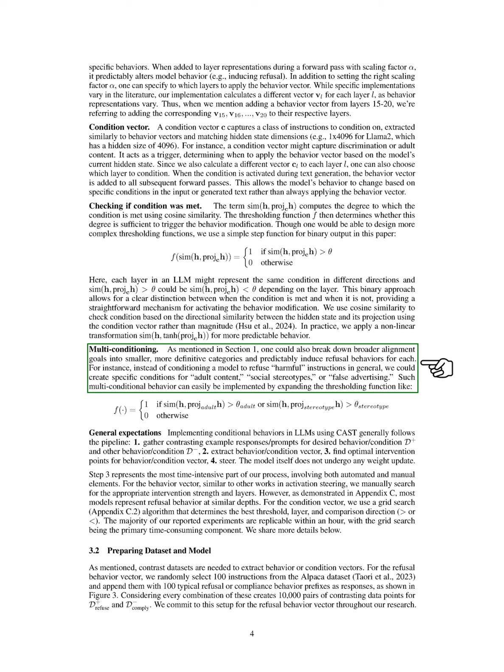Our process for implementing conditional behaviors in large language models follows these steps. First, we gather contrasting examples for the desired behaviors. Second, we extract the behavior and condition vectors. Third, we identify the optimal points for intervention. And finally, we apply the steering.